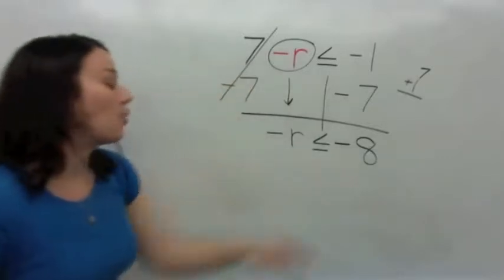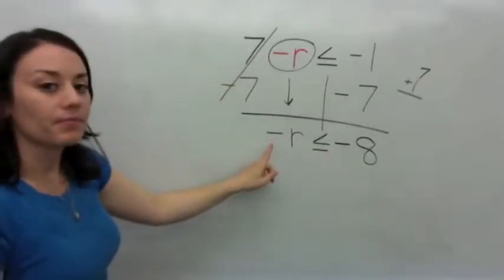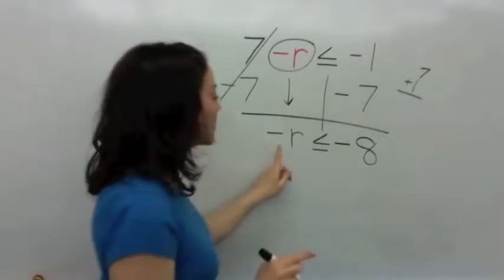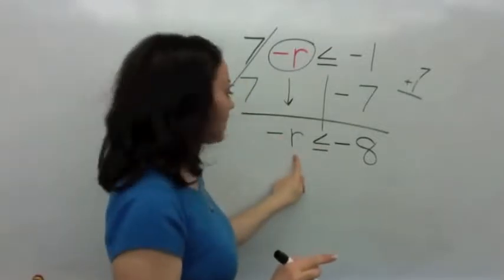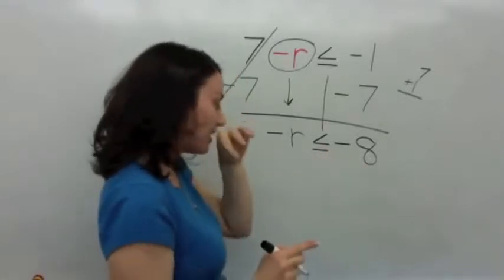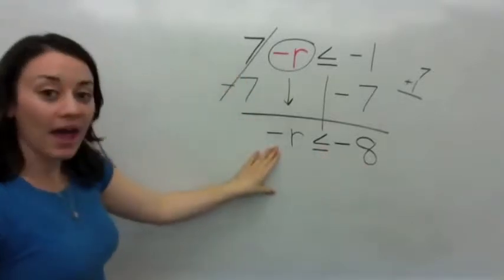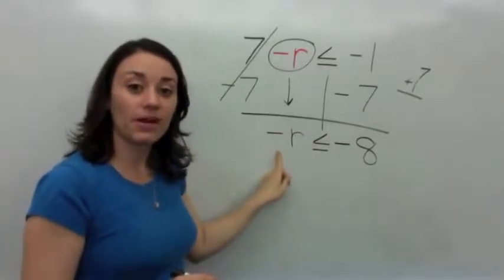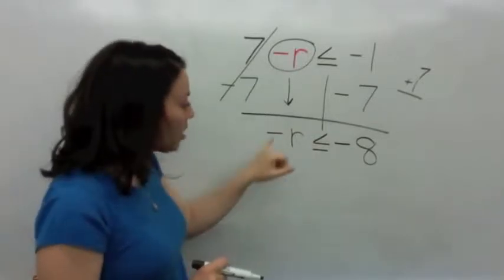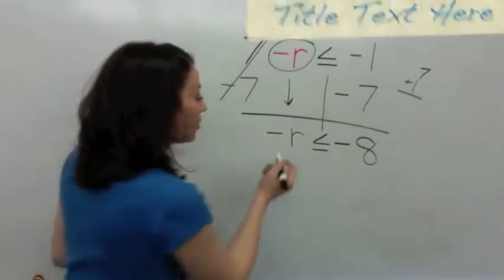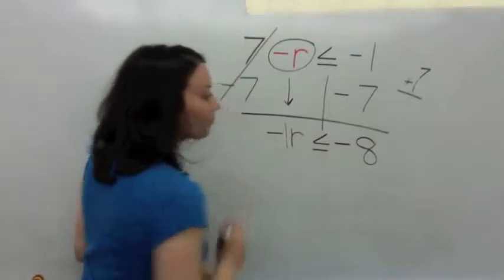So now look at this inequality. It says, read it with me. Okay, it says negative r is less than or equal to negative 8. So you have a very funny situation because you have a negative in front of a variable. There's really an invisible number here. It is actually an invisible 1.